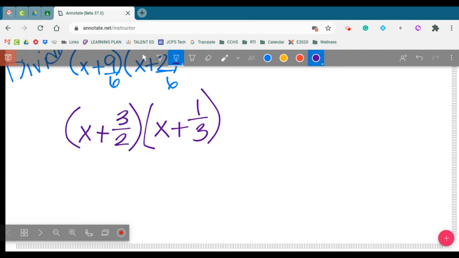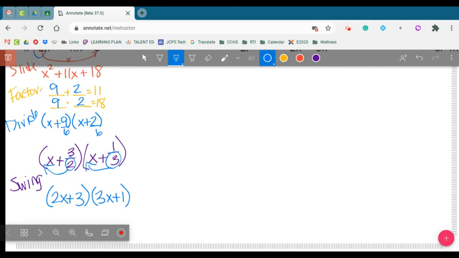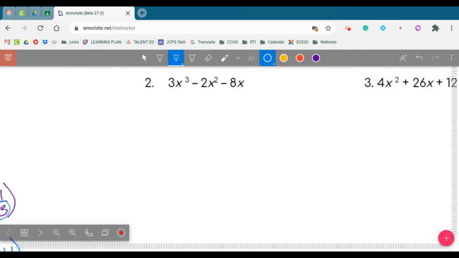So slide, factor, divide, and then our last step is to swing. So that means I'm going to take this denominator and swing it to the front. So my final answer is going to be 2x plus 3 and 3x plus 1. Okay, so it has a couple steps, so we're going to have to remember those each time.